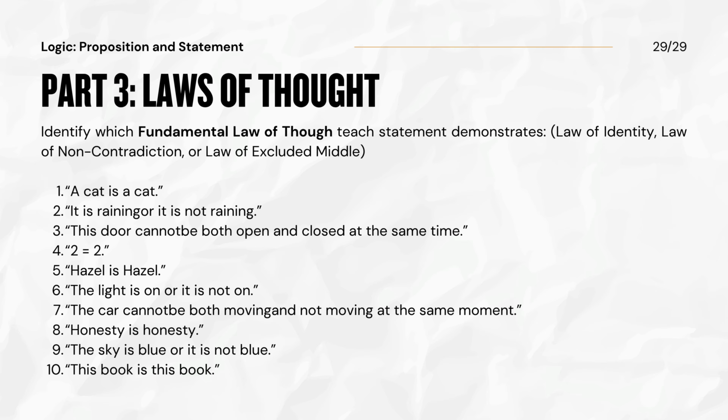Number 9, the sky is blue or it is not blue. Answer, law of excluded middle. Dahil malinaw na dalawa ang pagpipilian, ang langit ay maaaring color blue o hindi color blue. Wala nang ibang posibilidad. Number 10, this book is this book. Answer, law of identity. Ang libro na ito ay siya pa rin libro na ito, pareho at hindi nagbabago.